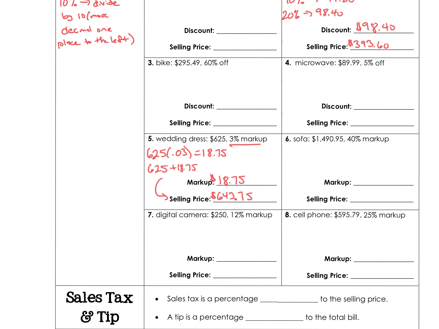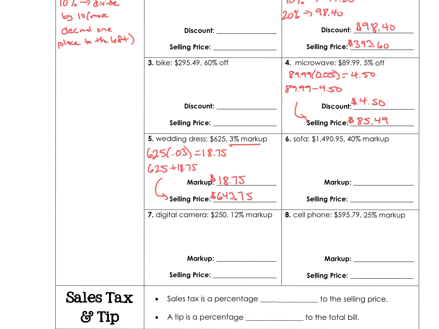To do one with a discount really quickly, if we have a microwave that's 5% off, same thing, I'm going to take $89.99 and multiply that by 5% as a decimal, which ends up being $4.50. So that is our discount. And then the selling price is just the $89.99 minus our discount of $4.50. So our selling price ends up being $85.49. So that's the gist of markup and discounts.